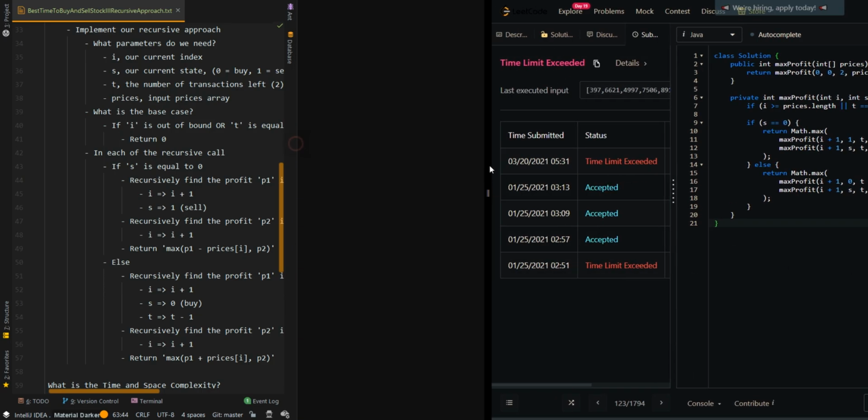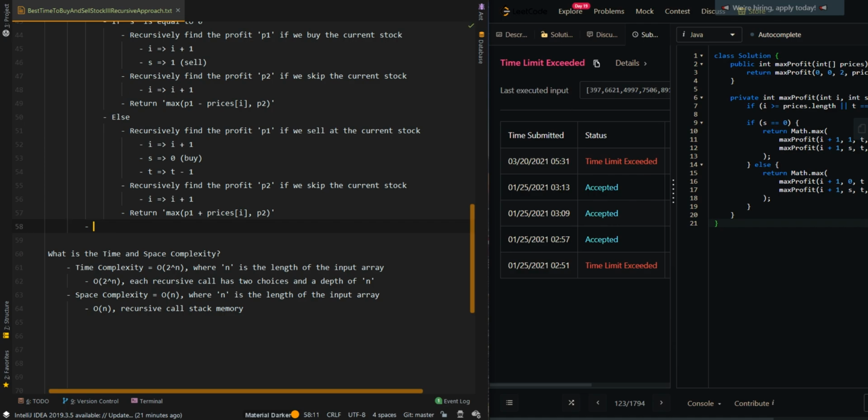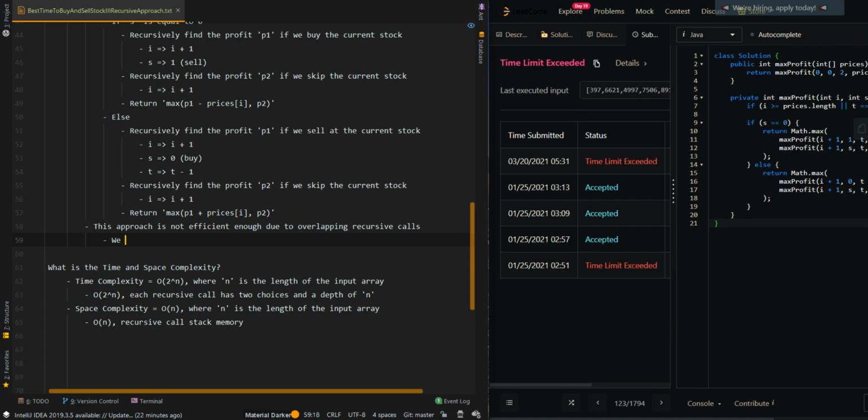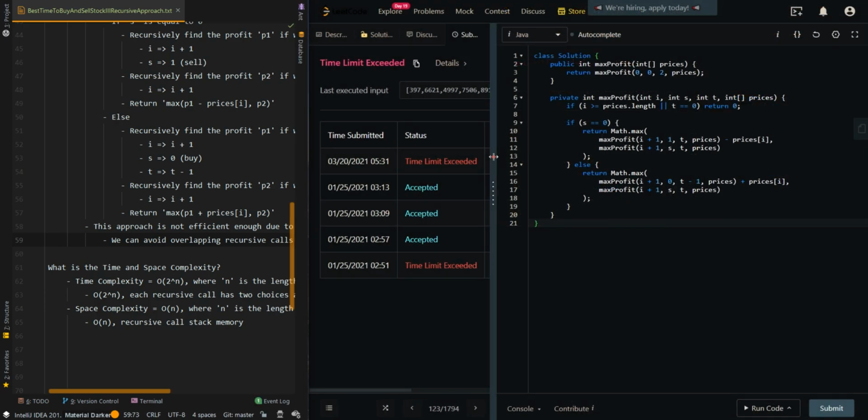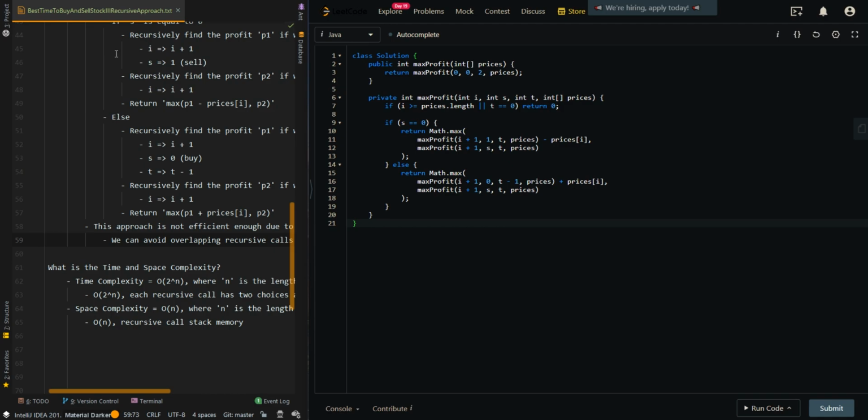Okay, we got our TLE error. So this approach is not efficient enough due to overlapping recursive calls. We can avoid overlapping recursive calls using memoization. In the next video, we'll be going over the memoization approach of Best Time to Buy and Sell Stock 3. Let me know if you have any questions in the comment section below.